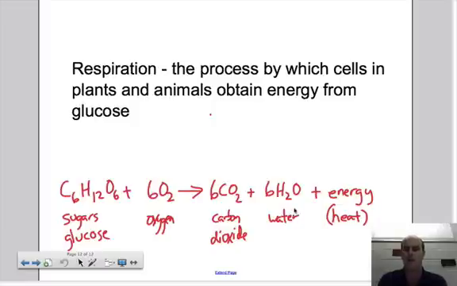If you look carefully, and we went over this in class, it's the exact opposite. So if you can remember respiration or photosynthesis, then you can remember the other one is the exact opposite. Here are the products of photosynthesis, which are the inputs of respiration.